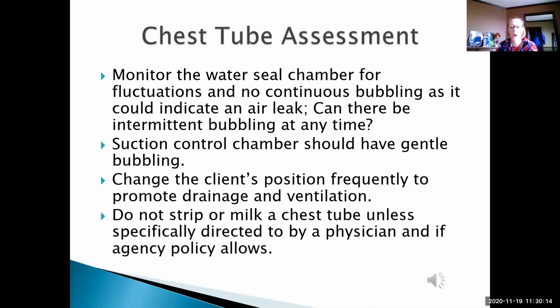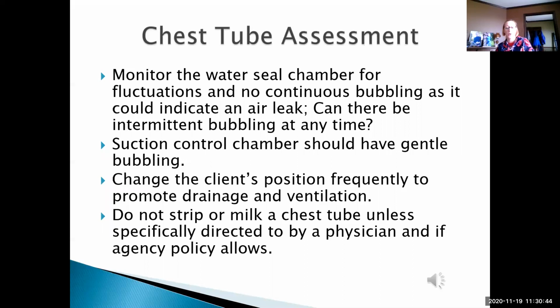So you're going to monitor the water seal chamber for fluctuations, and again, no continuous bubbling because that can indicate an air leak. And then can there be intermittent bubbling at any time? I've already mentioned that. With the pneumothorax, there could be bubbling in the air chamber, water seal chamber if they have a pneumothorax. And the suction control chamber should have gentle bubbling if it's a wet seal or wet suction, and then change their position frequently to promote drainage and ventilation.